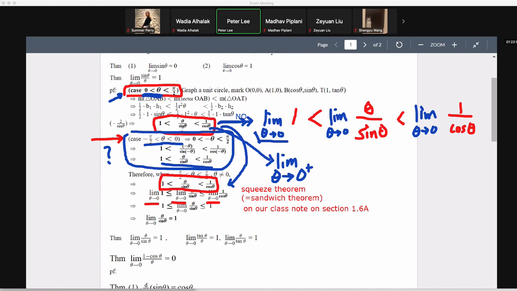Because this inequality is true when theta is bigger than 0. So when theta is bigger than 0, we can attach this limit. But we don't want this limit. We want the two-sided limit. That's why we had to go through this.